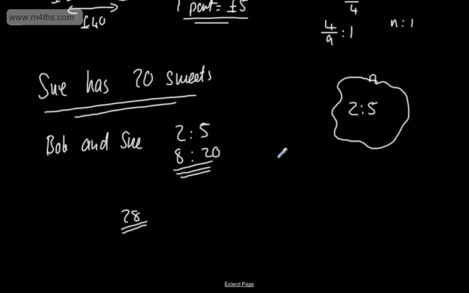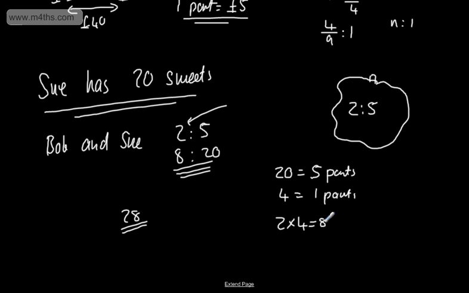Another way you could look at it is that 20 is equal to 5 parts. So if we divide 20 by 5, 1 part is going to be 4 sweets. So if Bob has 2 parts, then he's going to have 2 times 4, which is going to give us 8. And we know that if he has 8, she has 20, we've got 28 in total. So that's working it backwards in a couple of different ways.